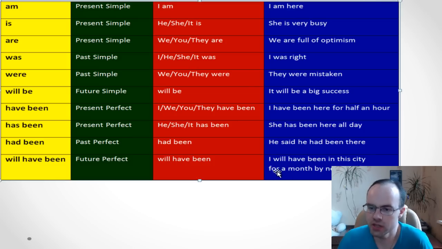Okay, so if we didn't have these expressions, we could say I will be in the city. Right, we could use future simple, or we could use the short form, I'll be in the city. But if we have for and by, there is only one possible option. Right, we need to use future perfect. I will have been in the city for a month by next week.